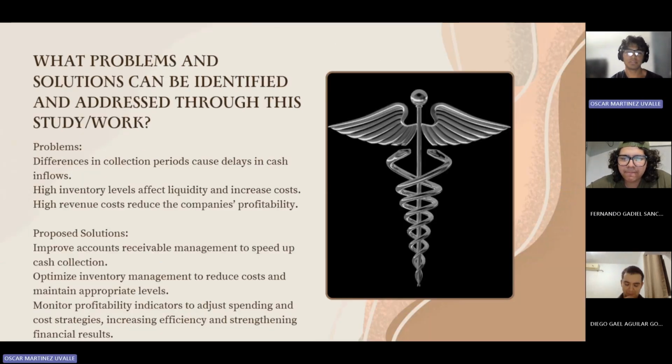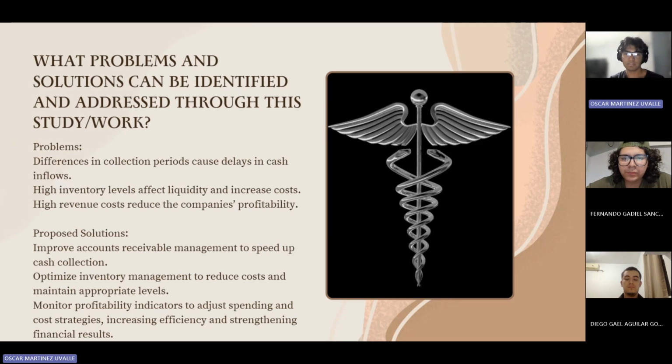What problems and solutions can be identified by doing this study? Well, basically, the main problem we can identify is the difference in collection periods because they delay cash inflows. We can also identify high inventory levels, which will affect liquidity and increase costs. And by that, we can identify if we have a high cost of revenue that reduces the company's profitability.